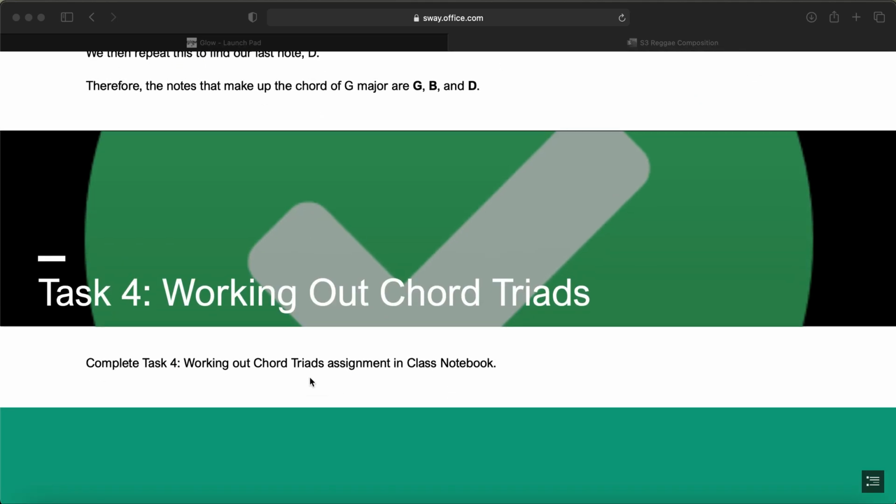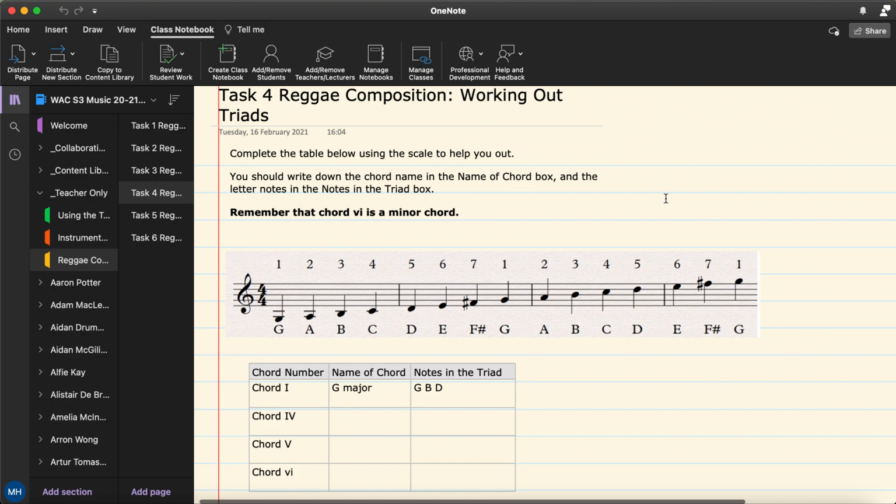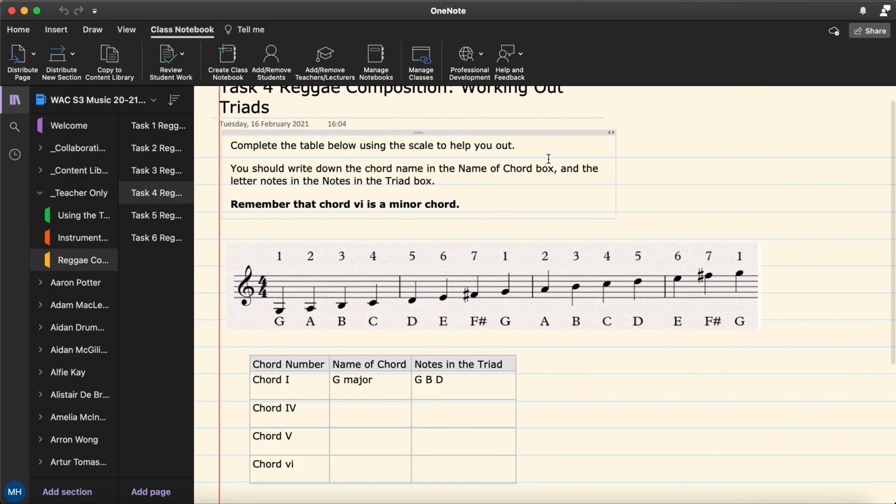Complete task 4, working out chord triads assignment in class notebook. Complete the table below using the scale to help you out. You should write down the chord name in the name of chord box, and the letters of the notes in the triad box. Remember that chord 6 is a minor chord.